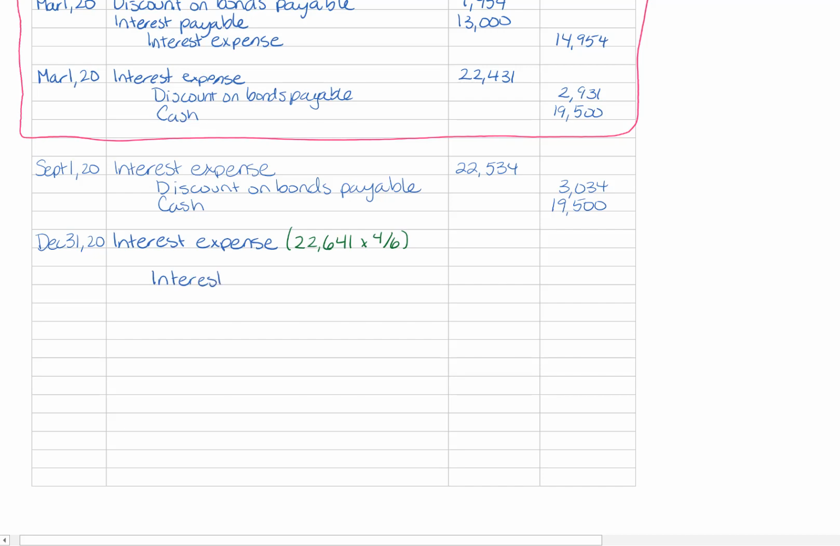We are going to take the interest expense amount of $22,641 and we're going to multiply it by 4 months divided by 6 months. We are going to take the cash amount of $19,500 and multiply it by 4 months divided by 6 months. But because we're not paying cash, we are going to credit interest payable because we're going to pay this in the future, and that will be our liability. And then the difference between those two amounts is going to reduce our discount on bonds payable once again.